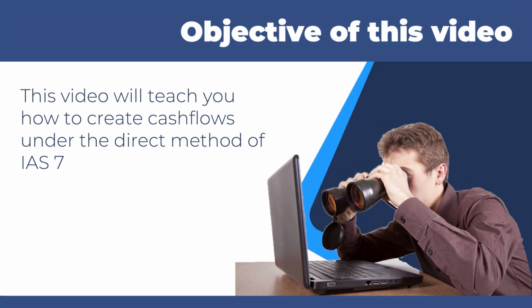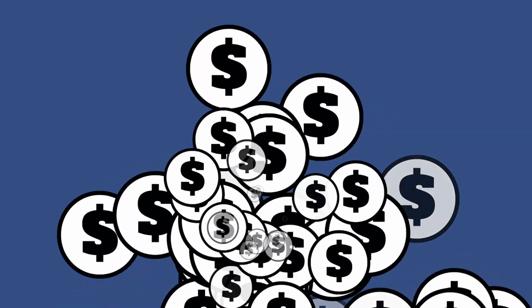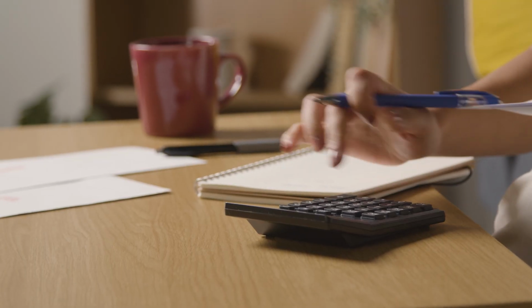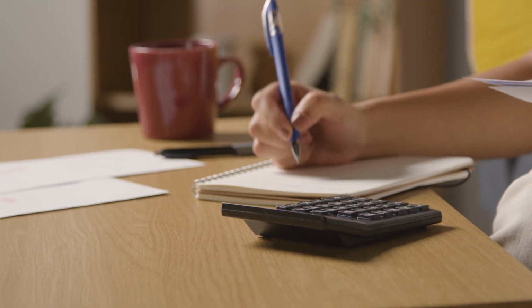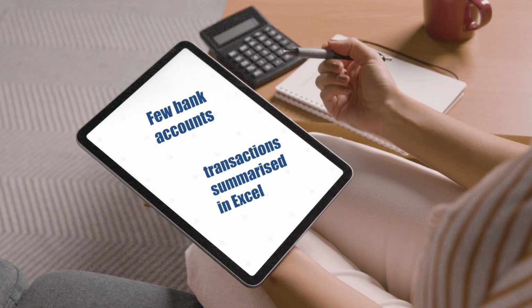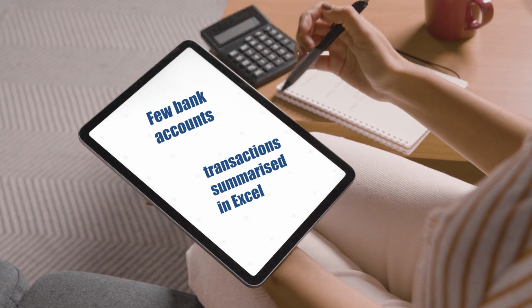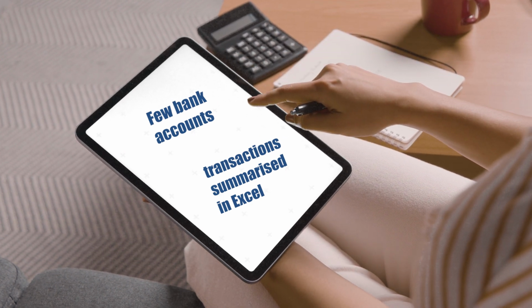As I mentioned, this video will teach you how to create cash flows under the direct method of IAS 7. This type of preparation is perfect when you are required to use the direct method, and at the same time, the company is maintaining a few bank accounts with transactions, preferably in Excel, that you can scrutinize without taking too much time. You will see why these conditions are necessary for this approach to work in our discussions later.